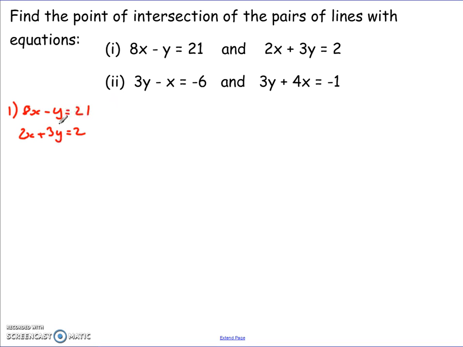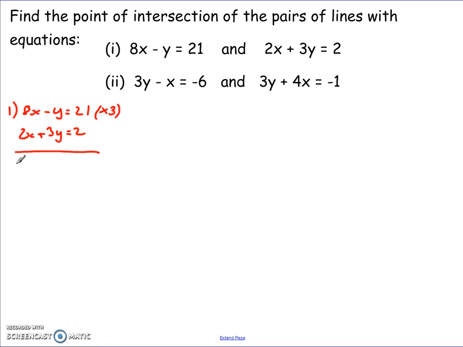Now I could choose to get rid of the y variable or the x. If I chose to get rid of the y first, I would equate the coefficients, so I'd maybe multiply the top by 3. If I chose to get rid of the x's first, I would take the bottom equation and multiply it by 4, so I had the same coefficient in front of the x's. Either way, it wouldn't matter which one I chose, as long as I solved for both x and then y, or y and then x. So I'm going to take the top equation and multiply it by 3. I'm going to get rid of the y's first.